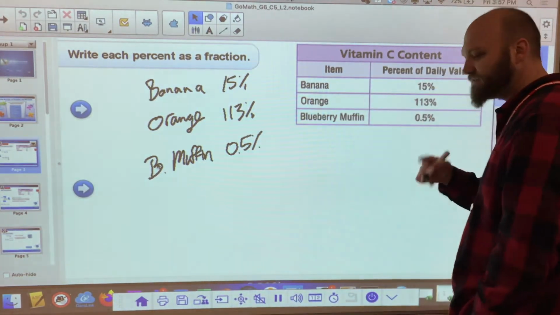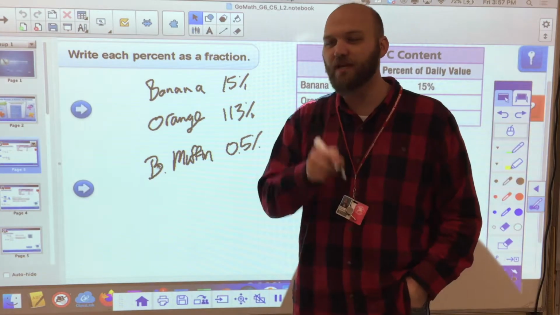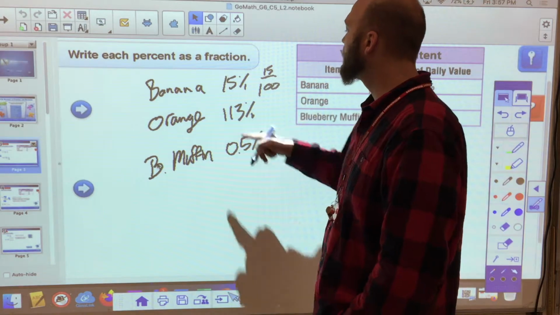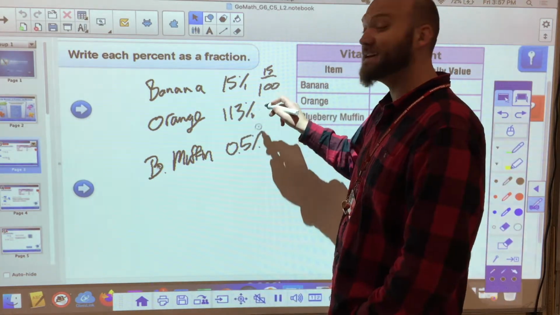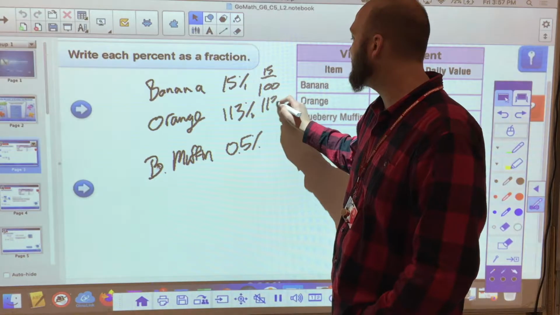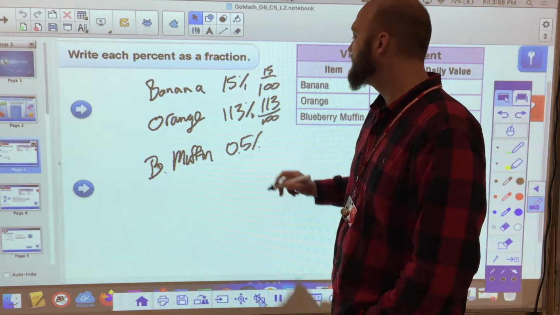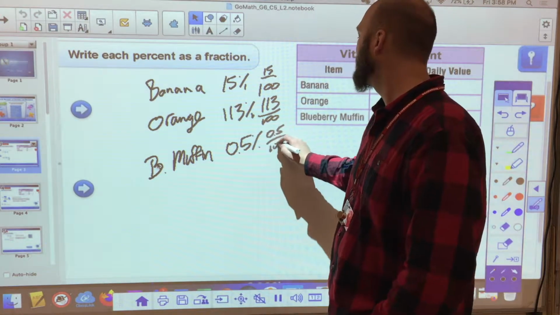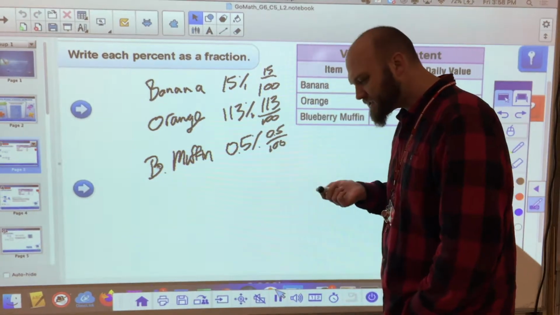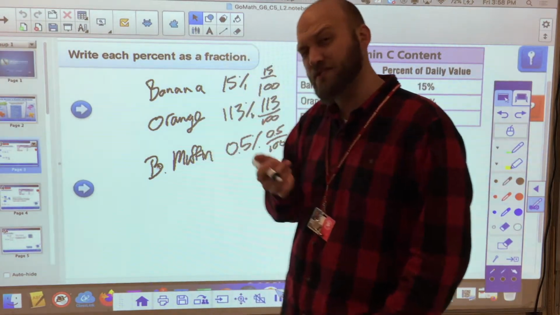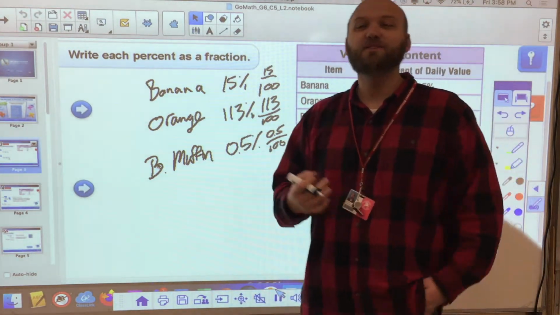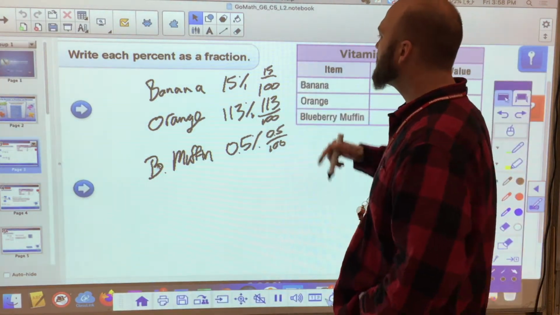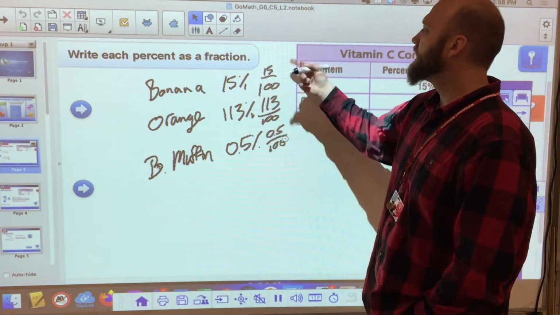All right, so my banana at 15%, percent literally means out of 100. 15% is 15 out of 100. 113% is 113 out of 100. And 0.5% is 0.5 out of 100. So you might say to yourself, okay, well, some of these fractions look a little weird. You're absolutely right. So I can take these fractions and make a little bit more sense out of them.